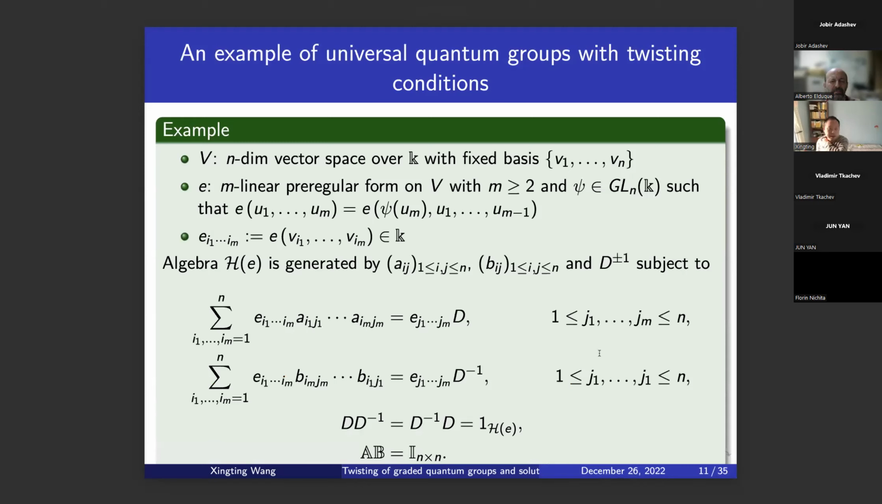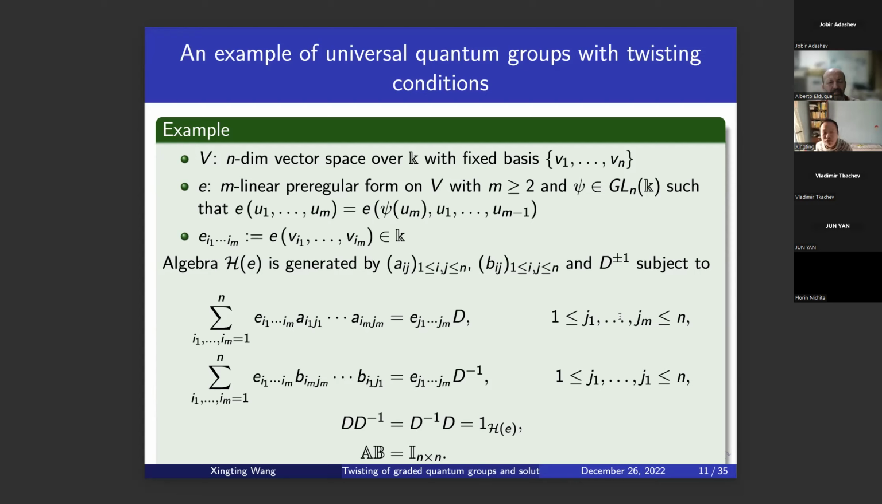Okay, the next example is a little bit complicated because it uses some pre-regular forms, but it appears a lot, especially when you talk about Manin's quantum groups later. It is one concrete example of what kind of Manin's quantum group looks like, which we'll talk about later. So here I take an n-dimensional vector space V. I fix a basis, and I want to take a pre-regular form. So what is a pre-regular form? Everybody knows a bilinear form, right? V tensor V to K.